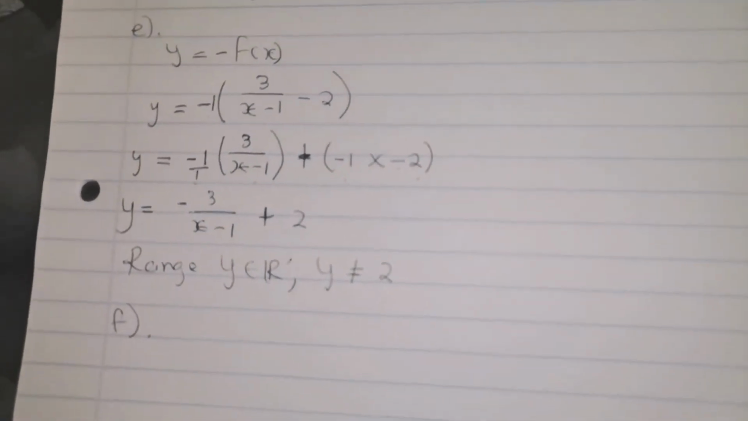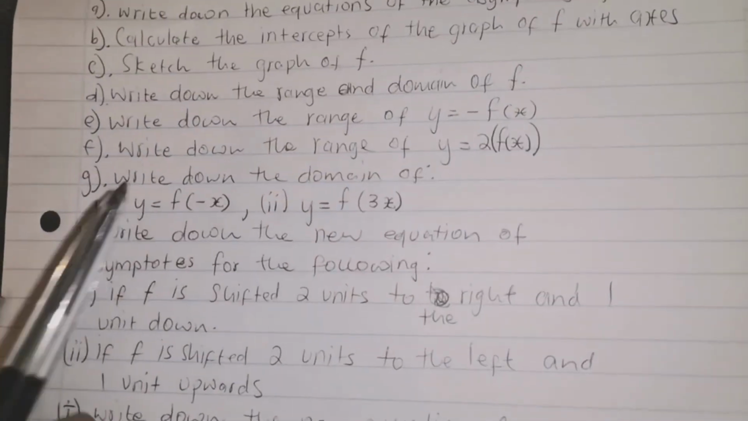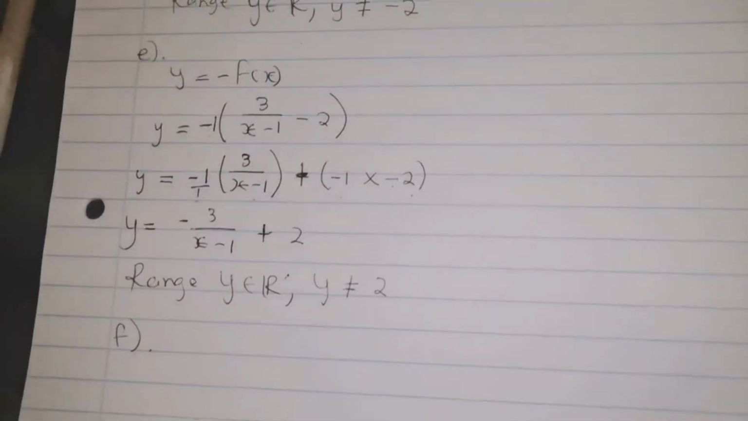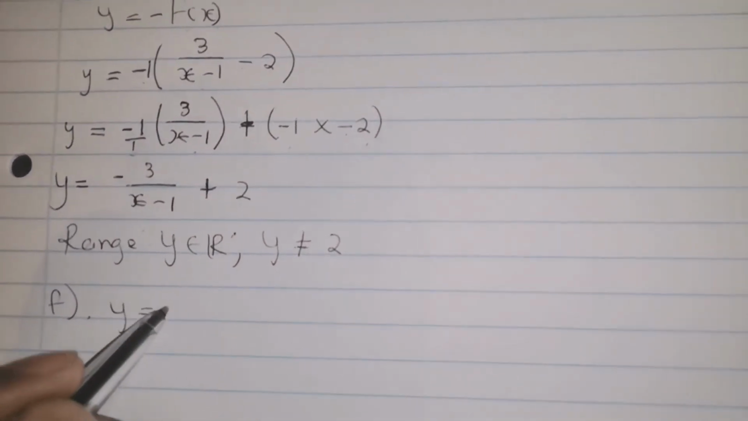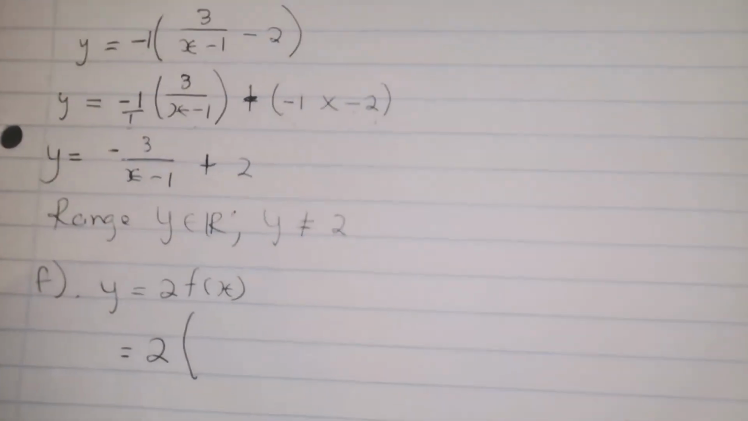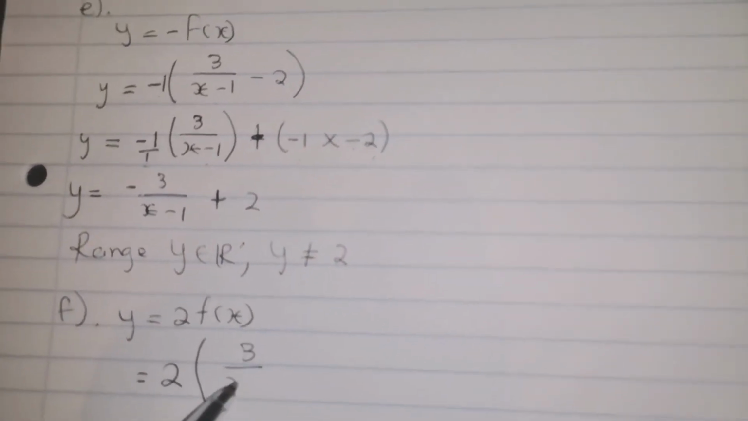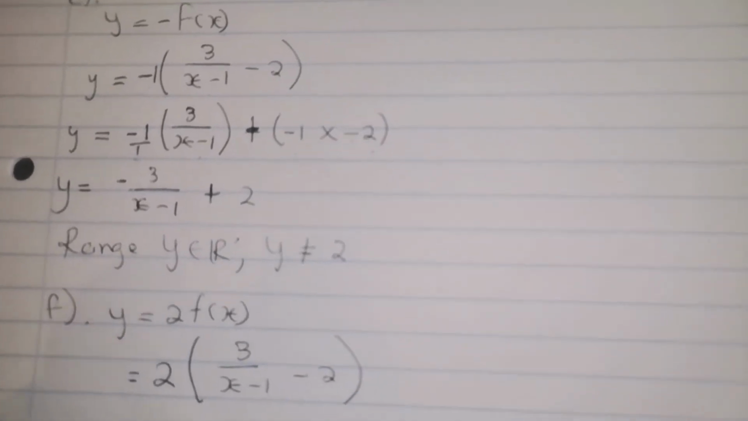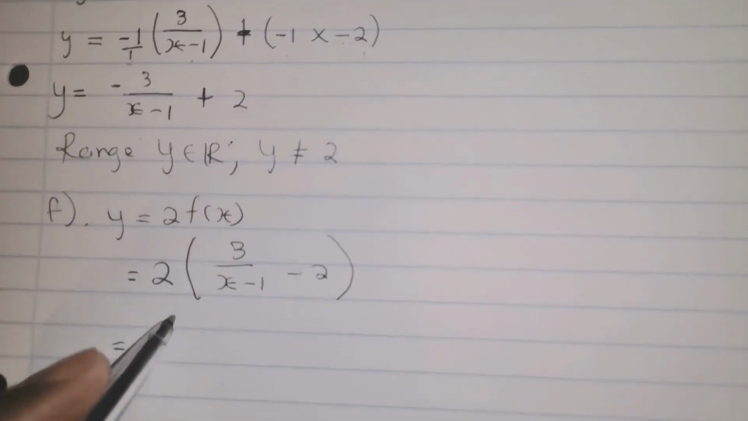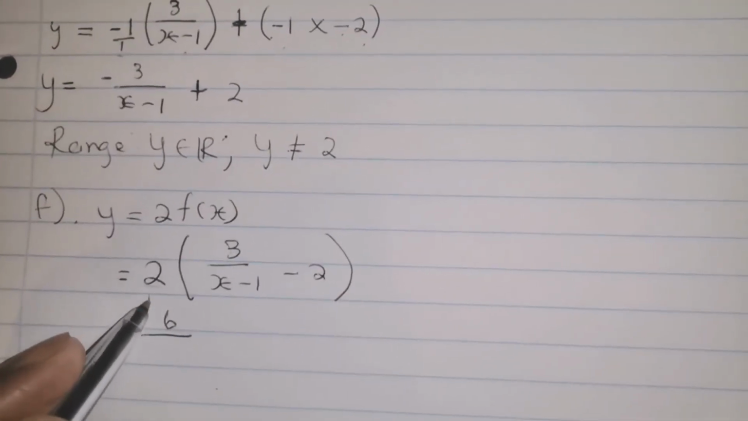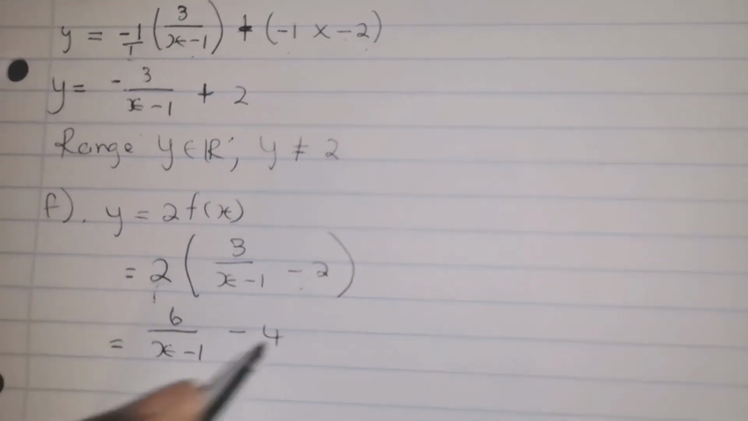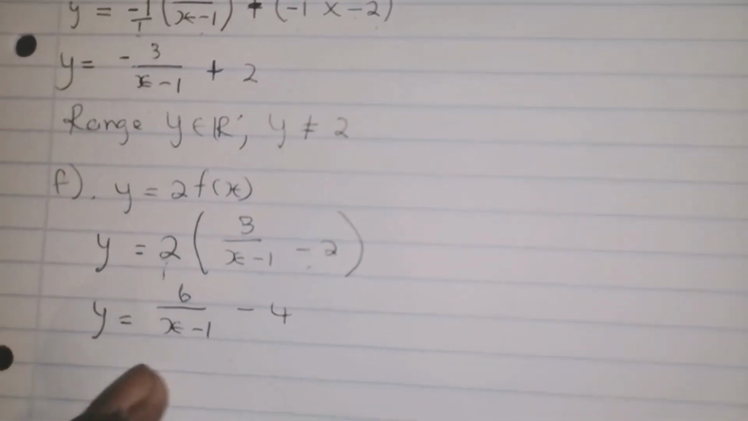Yes. Number F, write down the range of y equals 2 times f at x. Y equals 2 times f at x. Range of this: 2 multiplied by, what is f at x? 3 over x minus 1, minus 2. This 2 is going to multiply each term inside the brackets. 2 times 3 is 6 over, and here we have 2 over 1, 1 multiplied by x minus 1 is equal to x minus 1. Then 2 times negative 2 is minus 4. Then you are done. Then what's the range of this function?